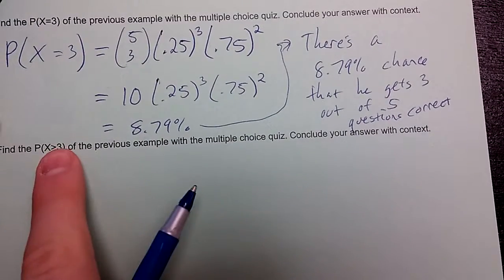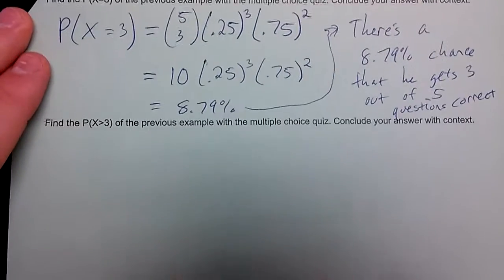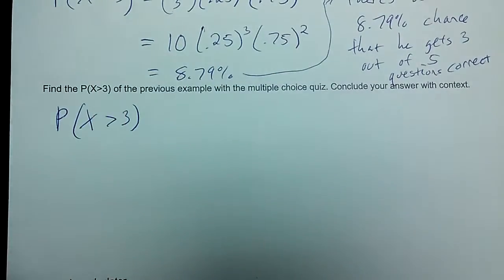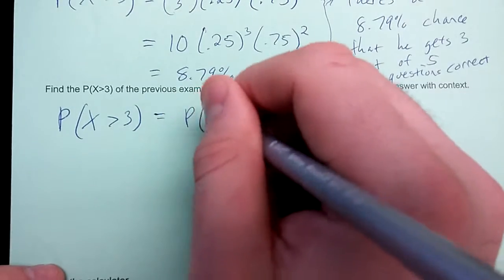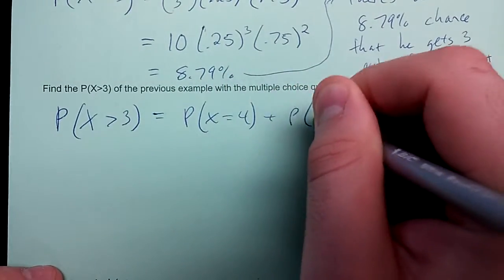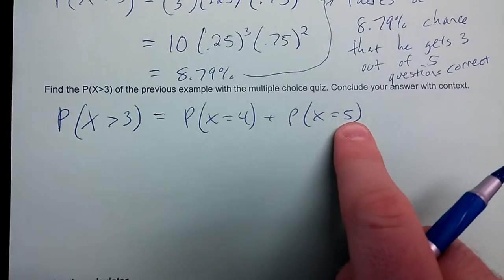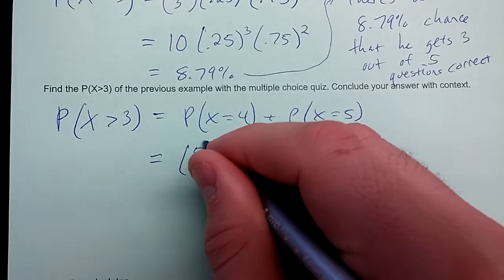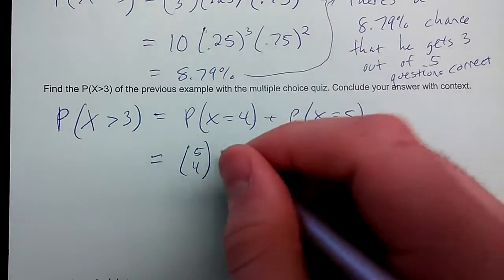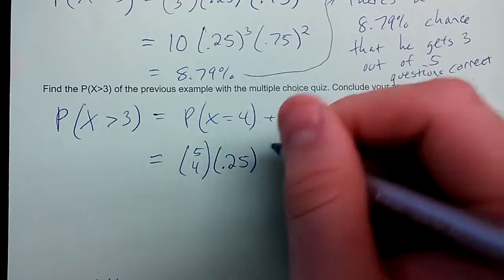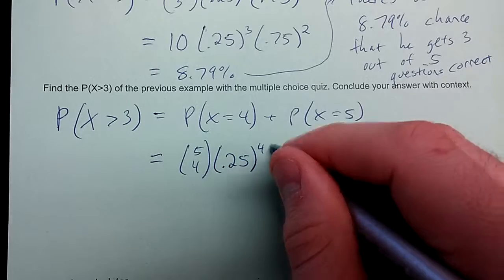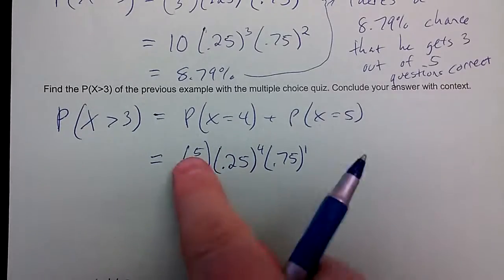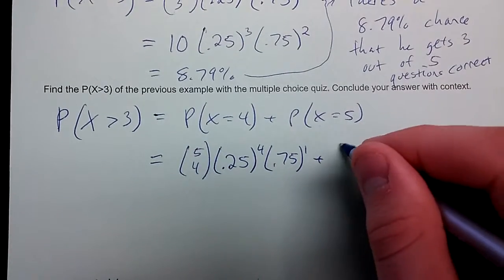What about instead of doing an equal to, let's do an actual inequality. So probability of x is greater than 3. Well, this one involves more than one probability. If x is greater than 3, you have 2 options. You have the probability of x is equal to 4 and x is equal to 5. And I stop at 5 because that's the max, because there's only 5 questions. So you're going to do 2 different probabilities here. So the number of ways to arrange 4 correct questions out of 5 is this combination here. There are 4 successes. So I'm going to raise 0.25 to the power of 4. I'm going to raise 0.75 to the power of 1. So this is the probability of x equals 4 plus the probability of x equals 5.